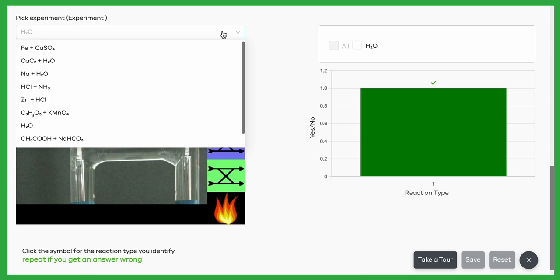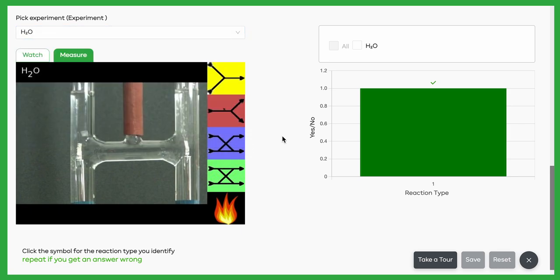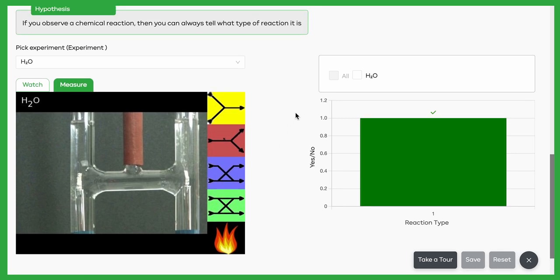And so your goal is to do all 9 reactions, get them all identified correctly, and start to learn how to identify chemical reactions in this virtual lab.